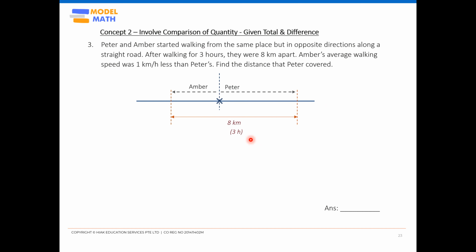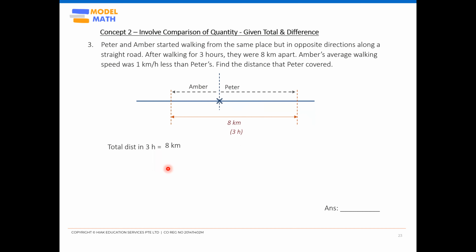So if we look at the 8 kilometers first, what we know from here is that to cover a total stretch of 8 kilometers, both of them needed 3 hours. They have worked together in 3 hours to cover a stretch of 8 kilometers. So we call that the total distance in 3 hours. That's our first step that we can write down based on this information. Total distance in 3 hours is 8 km.